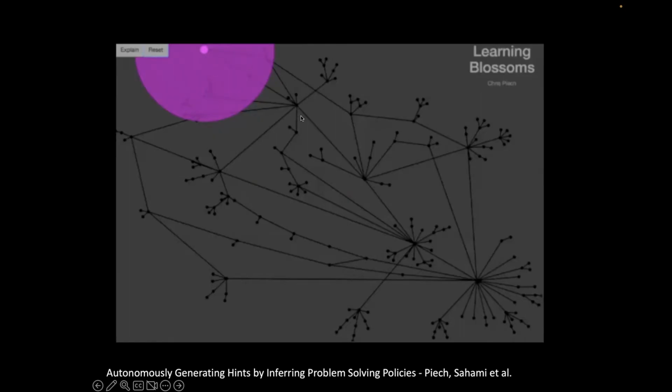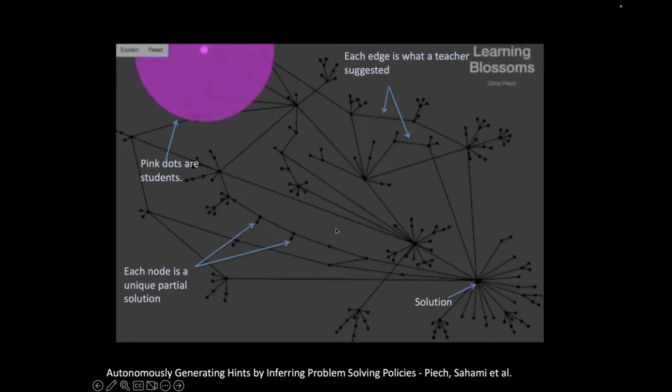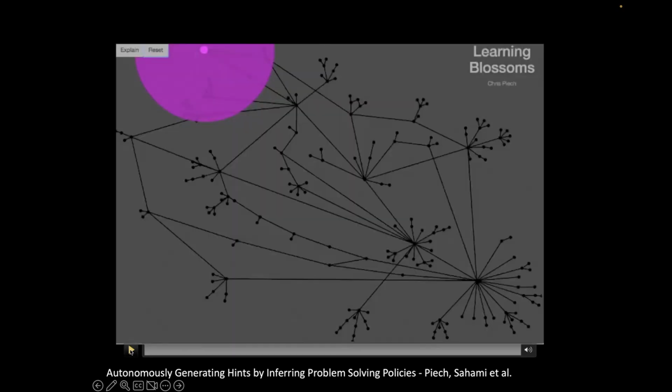When students make progress, they could move along the lines. That's what teachers suggest students should do. Or they might move off the lines, which would be them trying something that teachers didn't expect. Should we just watch all these people try and solve this problem? Let's go for it. So as I mentioned, every dot is a partial solution and people are trying to get to the very final answer. Pink dots are students. Let's go.